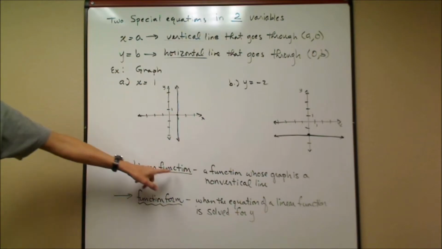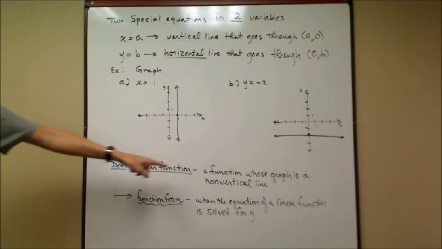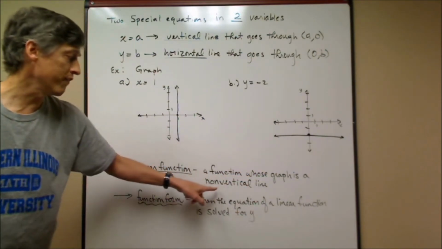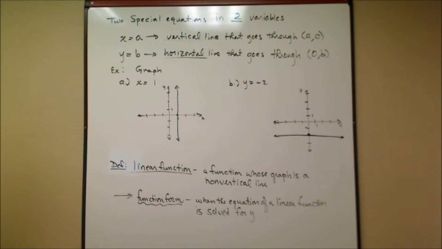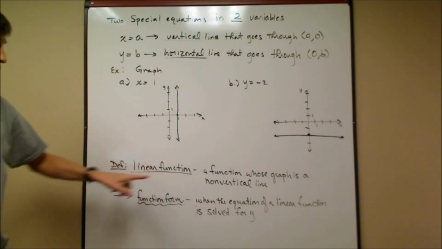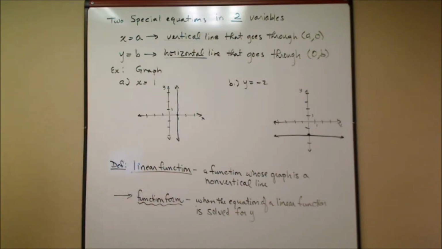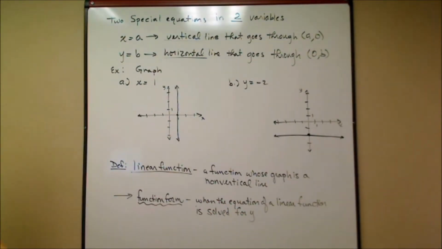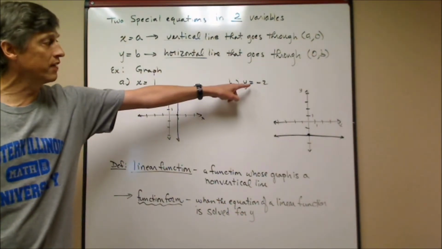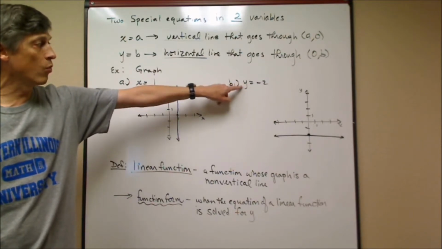So a linear function, remember a function has to pass the vertical line test. A linear function is a function whose graph is a non-vertical line. It'd be any other type of line except a vertical line. And when we write linear functions, we want to put them in what's called function form. Function form is when the equation is solved for y, when the y is all by itself. Kind of like this. This is technically function form. The y is solved all by itself on one side.